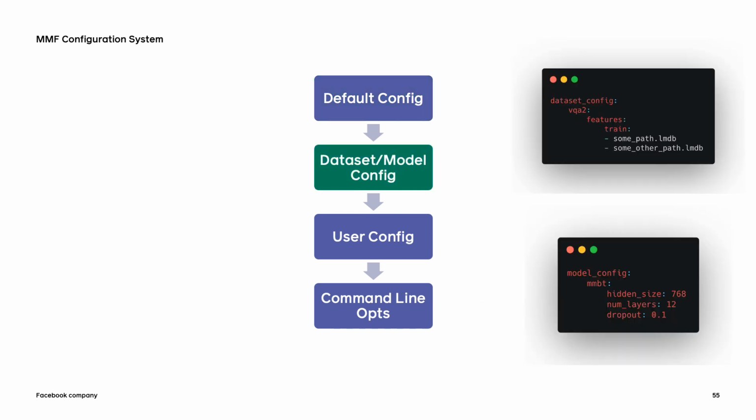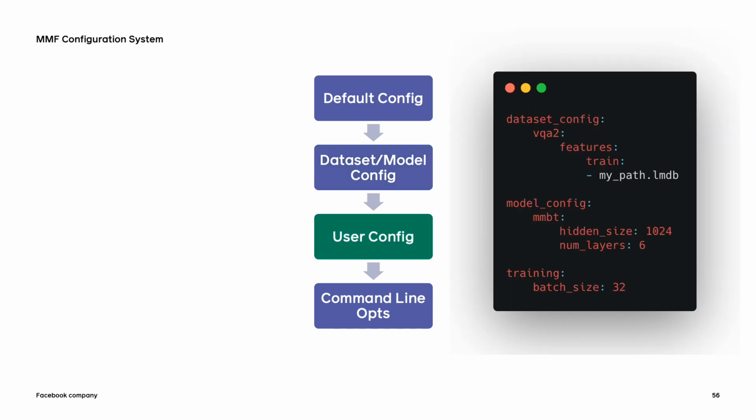Then after the default configuration, we have per dataset and model configuration, which defines the defaults for that particular model or that particular dataset. For example, here for MMBT, we have defined the hidden size as 768, num layers as 12, and dropout as 0.1. Same for datasets, you can define where the features are. And then these configurations are used by the dataset and model builders to build the model in the way the user wants. So this is all very configurable.